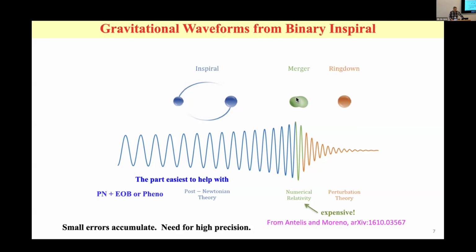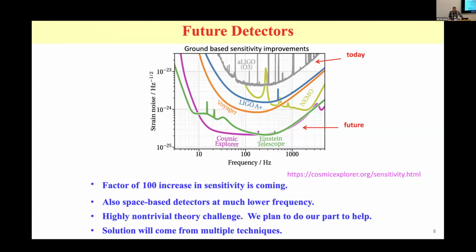You solve the partial differential equation numerically, and then there's other perturbative techniques. So you have to put all of this together in order to get accurate waveforms. And how well do we have to do? The answer can be read off from this plot.